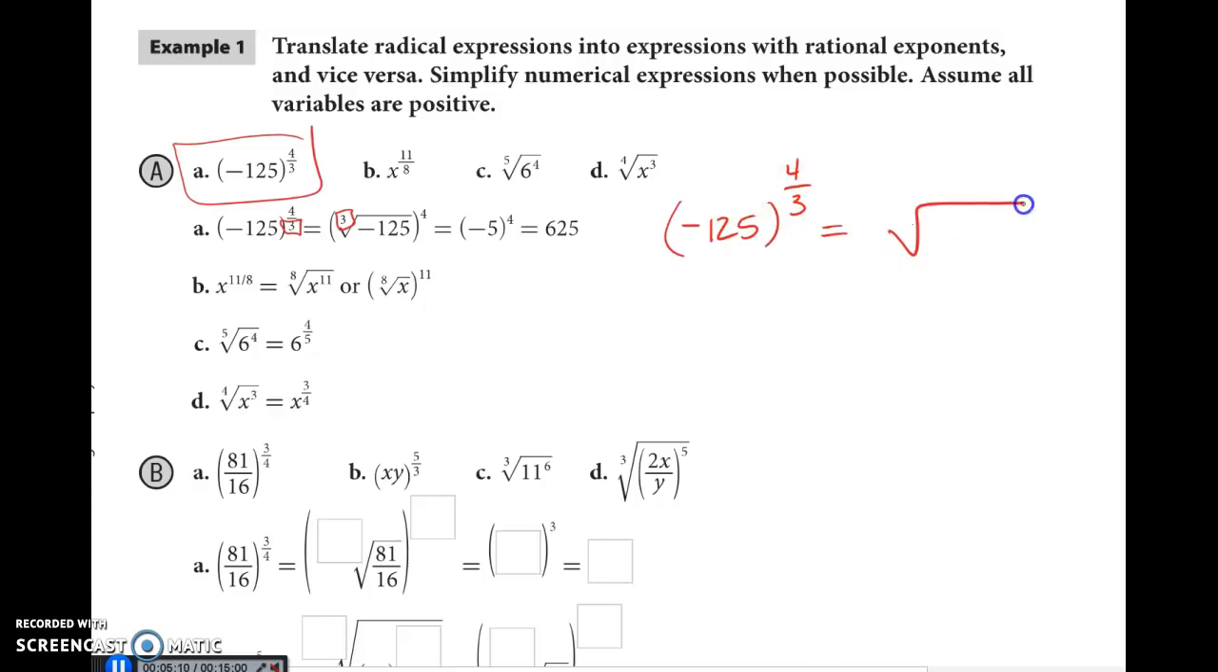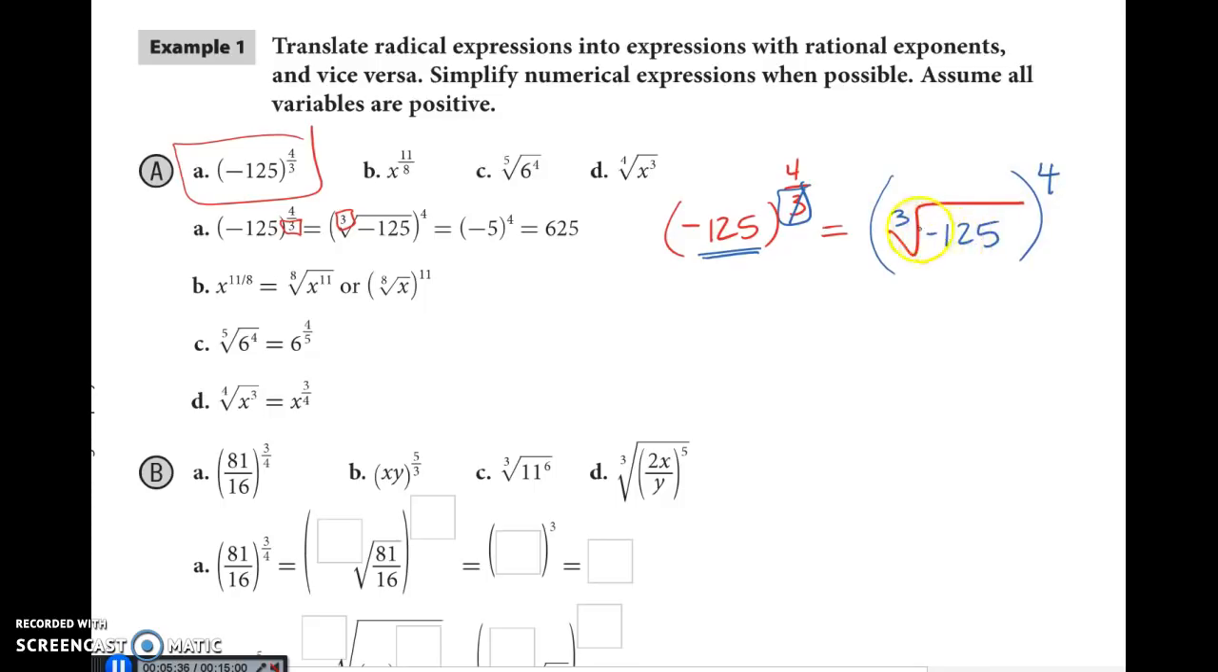So I would have immediately drawn my radical and I would have said, hey, I know the denominator is going to be my index, so I write that there. And then I decide if I want to put that exponent on the inside or the exponent on the outside. And I look at what my radicand is. Well, my radicand is going to be this. And like I said, negative 125 to the 4th power would be really big. So I'm going to decide to put it on the outside first.